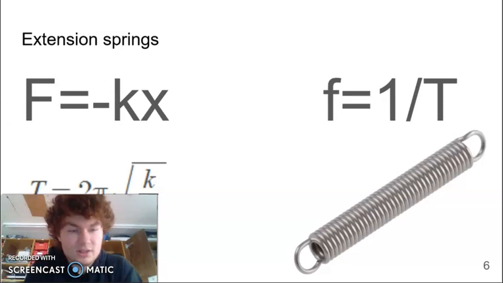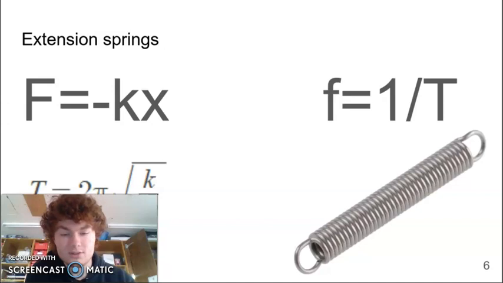An extension spring is the spring we are all used to. As the spring is extended, the force exerted in the opposite direction increases linearly, following the relationship F equals negative kx. Here, the equation for the time period of the spring's oscillation is shown, as well as the frequency. From these I can see that as mass goes up, the time period goes up.